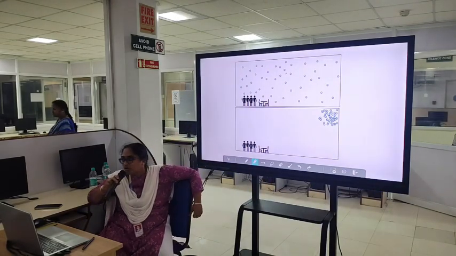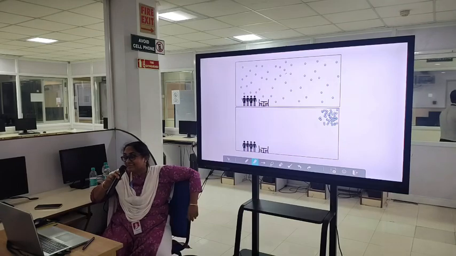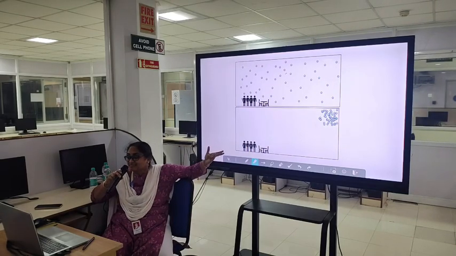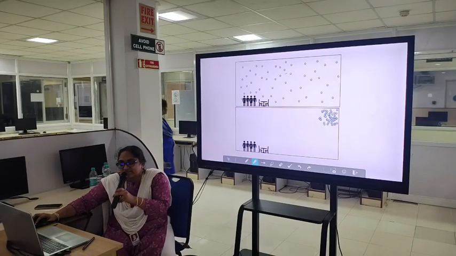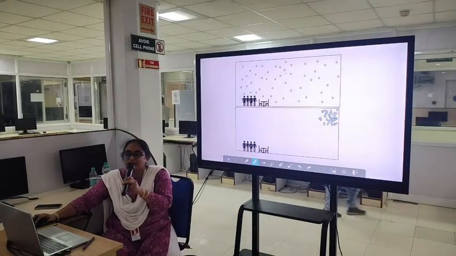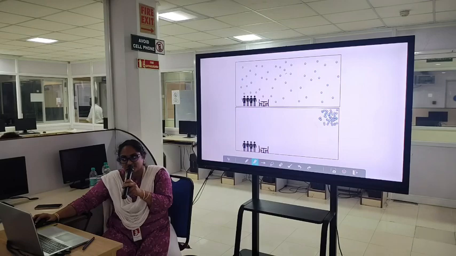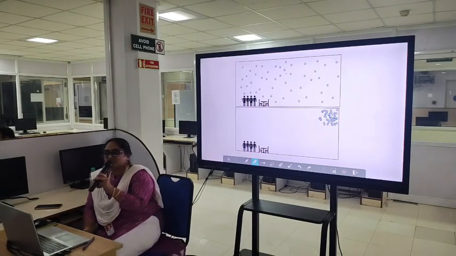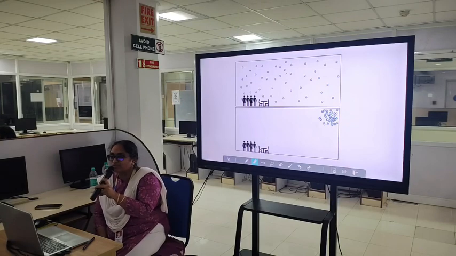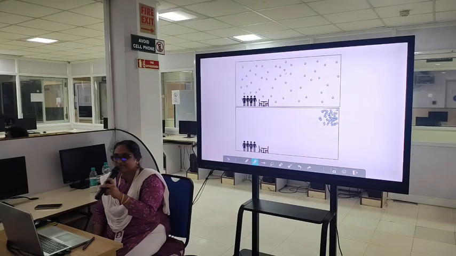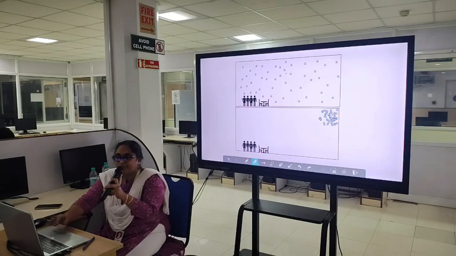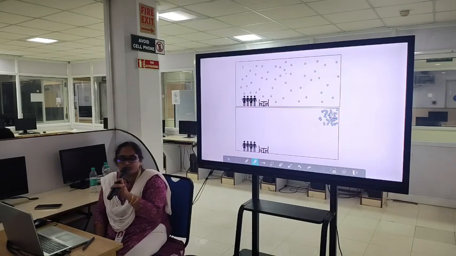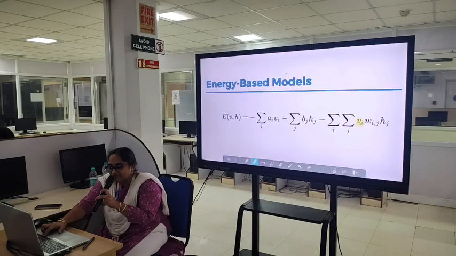Okay, when the molecules are all packed in one place, the energy is greater, so the probability is lesser. That is what you need to understand from this diagram. If the molecules are all scattered, then what happens? They are in a lower energy state, which means the probability of that is higher. That is what you need to understand based on the energy-based models. These are more complicated mathematical models that are used. Okay, so this is a simplified version of understanding what a Boltzmann machine is and how they are energy-based models.